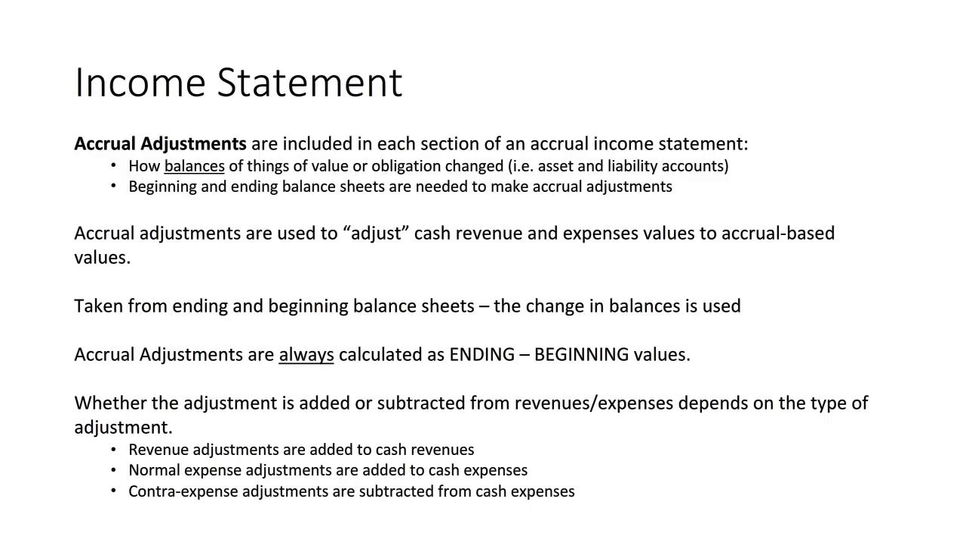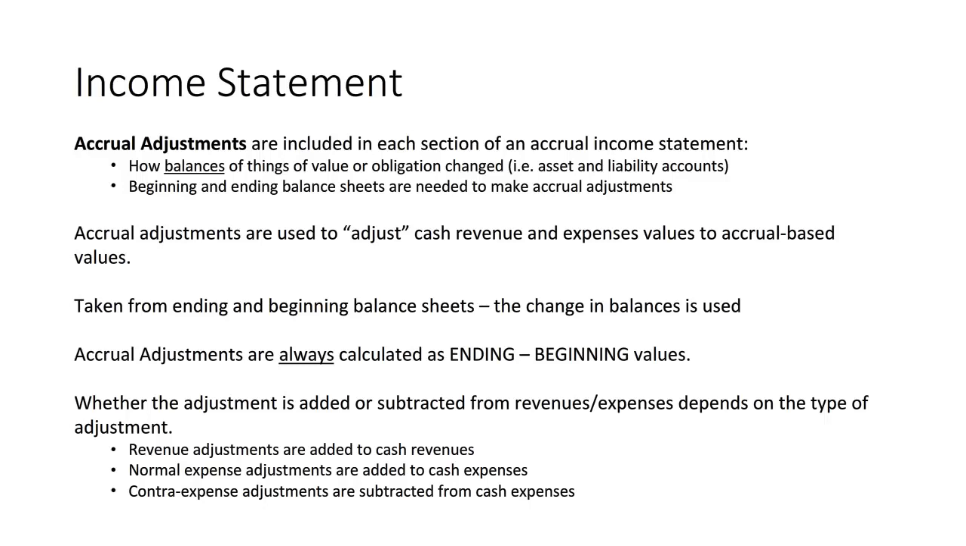Accrual adjustments are pretty simple. An adjustment is always the ending minus beginning value for that specific account from the balance sheet. But it gets a bit more complicated in terms of how that adjustment is actually used or what is done with that adjustment on the income statement itself, whether that adjustment is added or subtracted within the revenue or expense section that it shows up in.